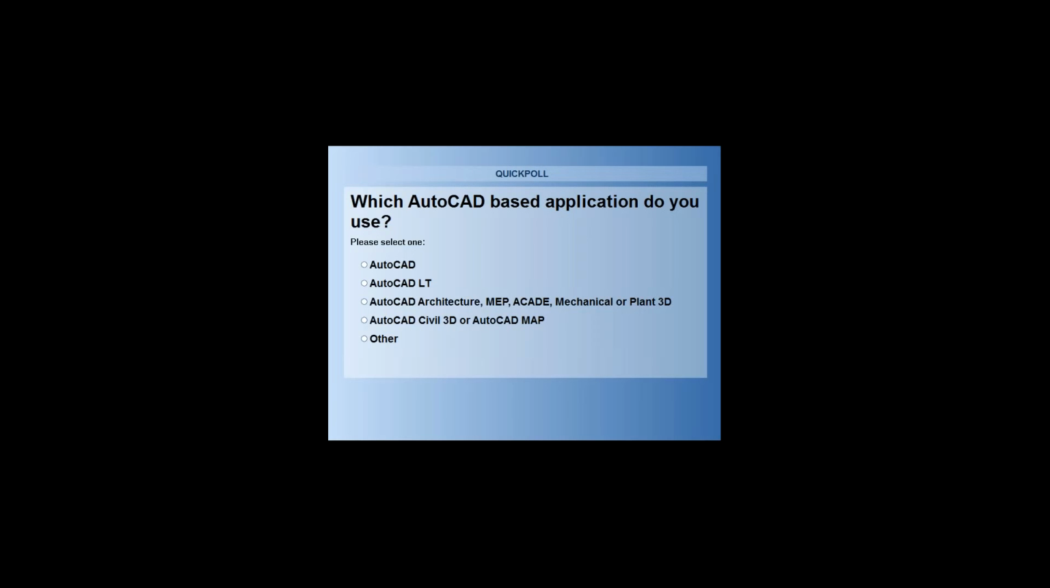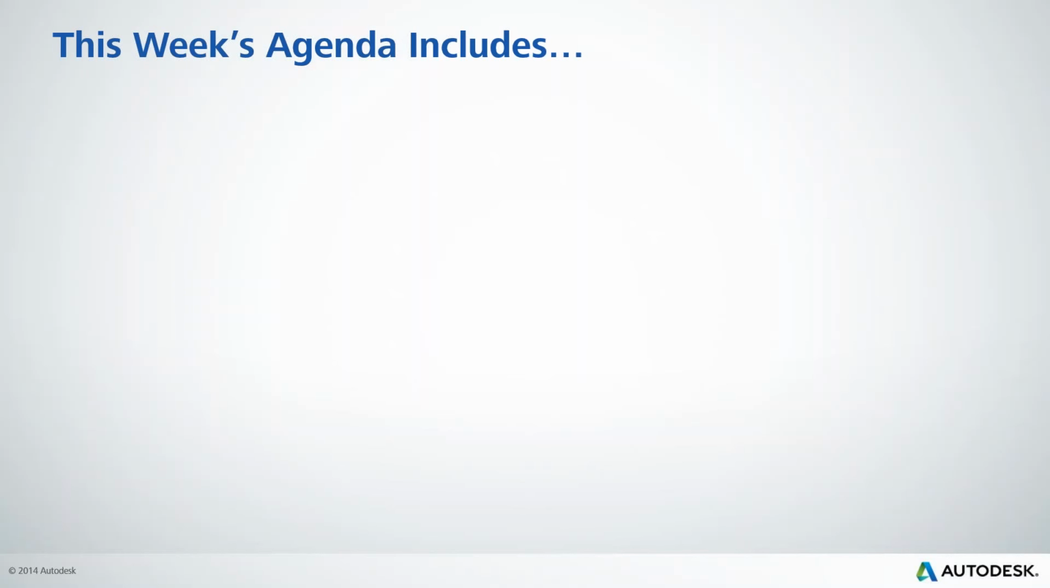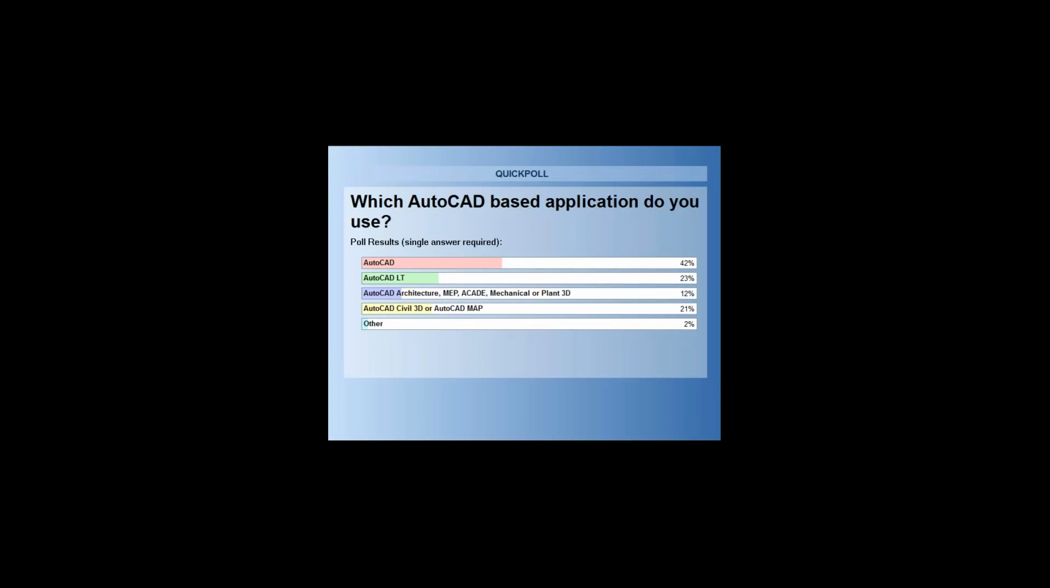It looks like the predominant crowd, though, is the AutoCAD crowd, which is awesome. 23% are AutoCAD LT users. And then vertical applications take the next spot, and then 12% on the architectural vertical, and 2% other. I'm kind of assuming maybe Revit or even a third-party application, obviously.